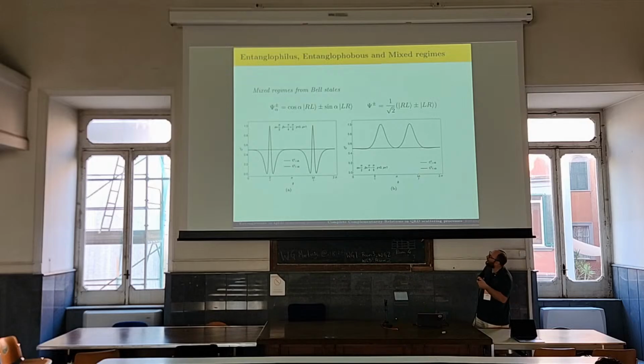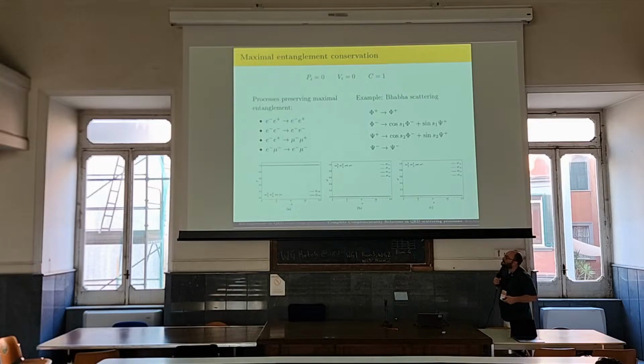Then, as I said, we can pick a point of the scattering parameter in which we obtain a mixed regime. But the more interesting thing happens when we start with a maximally entangled state. If we start with a maximally entangled state, the QED does nothing. The interaction doesn't touch it. The maximal entanglement is completely preserved for all processes that involve the same spin statistics of particles. So fermion in fermion, maximally entangled fermion into maximally entangled fermion, preserved.